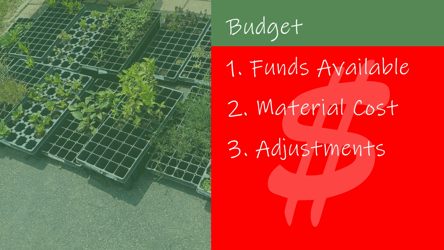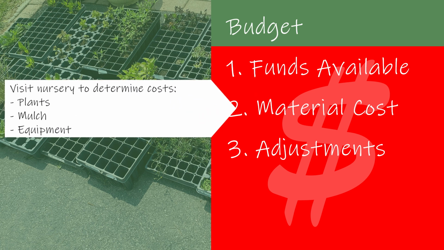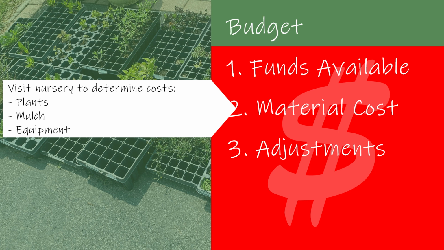Okay, that makes a quick design section and moves us to the fifth and final step, which is the budget. This step includes 3 actions. The first is obvious and straightforward. You need to determine how much you are willing to spend on the project. Second is visiting a nursery to determine how much it will cost for plants and materials.